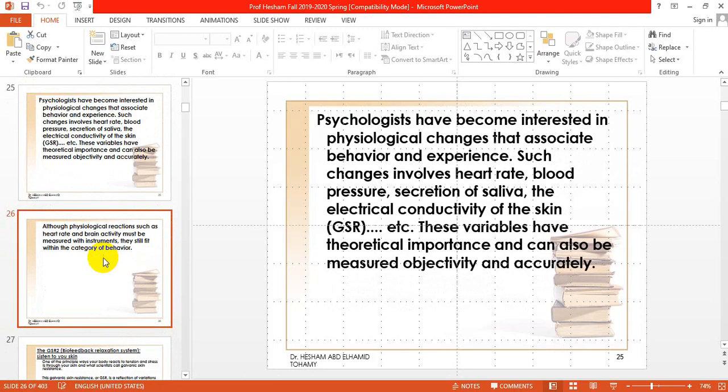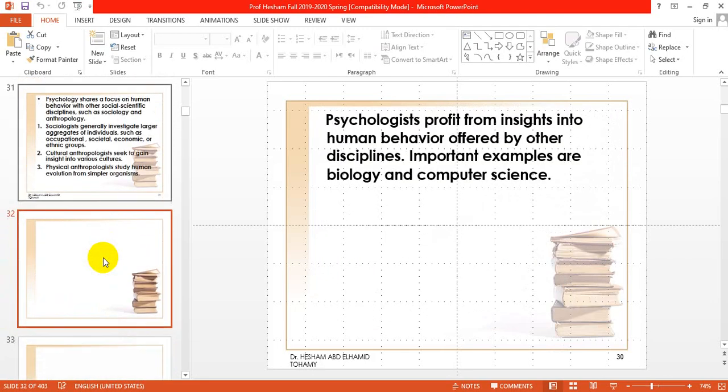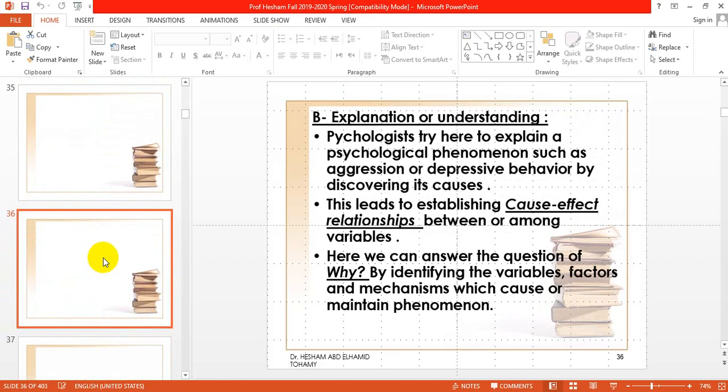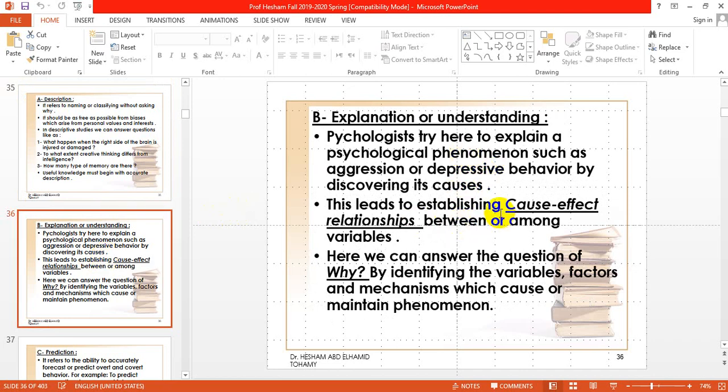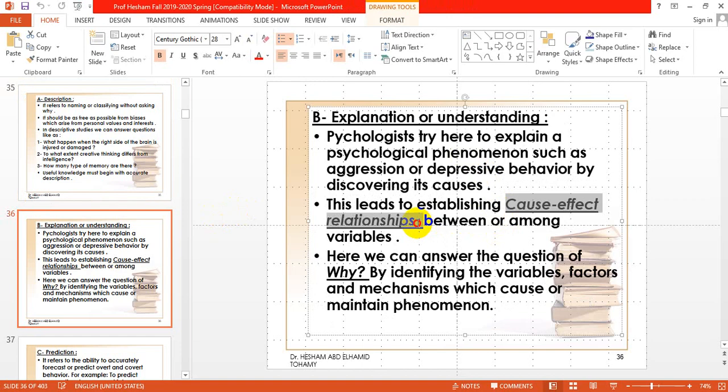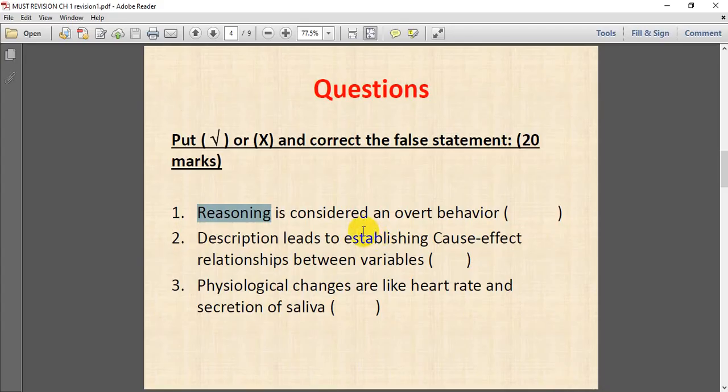Description means naming or classifying without asking why. It should be without asking why. So we cannot answer the question of why. But in explanation, we can discover cause-effect relationship, in explanation or understanding. So our answer, description leads to establishing cause-effect relationships between variables: false. And we have to change the word description to the word explanation or understanding.